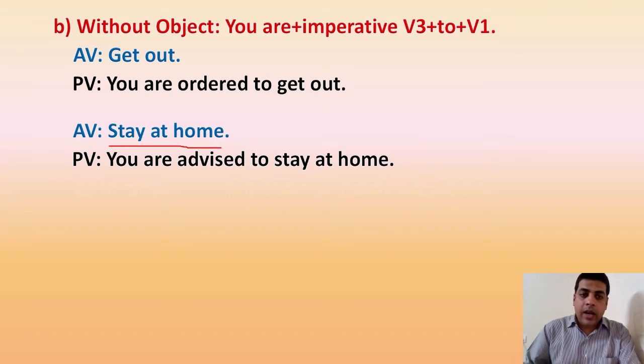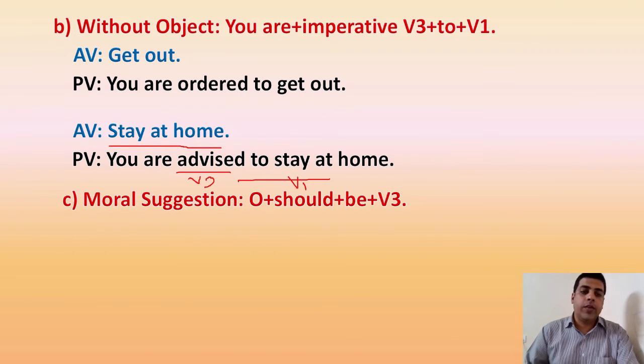You are and advised, that is the V3 form of the imperative verb. To plus V1 will be there, and whatever the complement part is there, that way we are going to get it. Don't confuse this V1 with the V3 form of the imperative verb. Be careful with that. Let's now look at the third category where a moral suggestion is there.